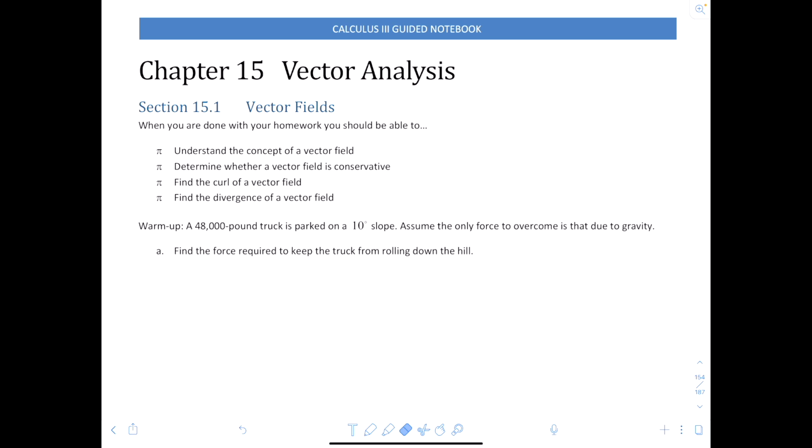So we'll be starting vector analysis. Very, very exciting. We'll be looking at the concept of a vector field, determining whether a vector field is conservative, finding the curl of a vector field, and finding the divergence of a vector field.